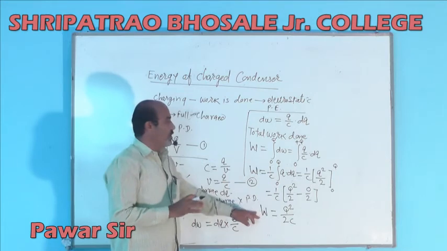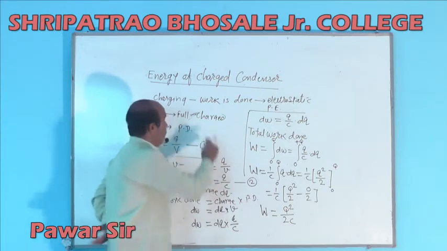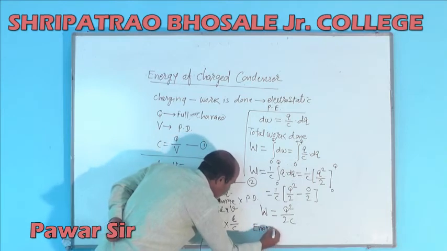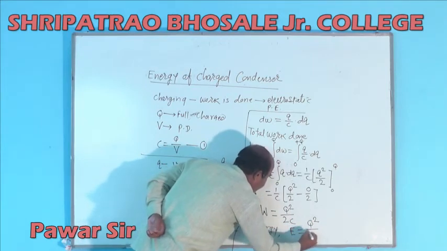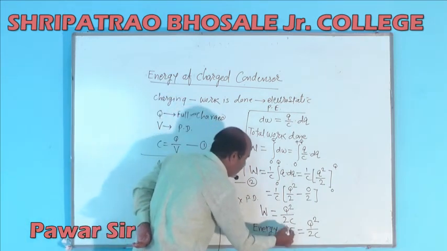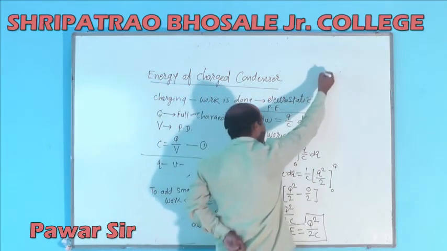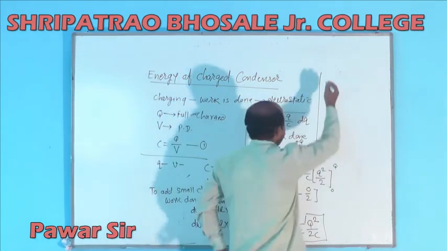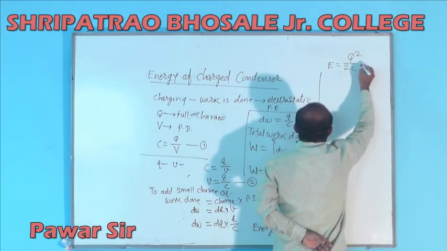This work is stored in condenser in the form of electrostatic potential energy. Therefore, energy of charged condenser E is equal to Q square divided by 2C. So this is formula for energy of charged condenser. We can write it in different forms. So first form is like this: E is equal to Q square divided by 2C.